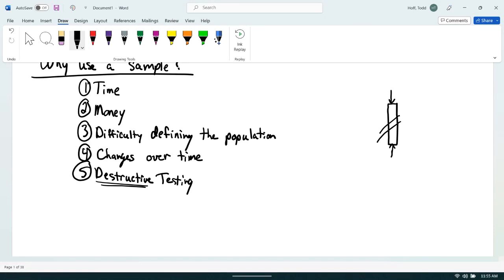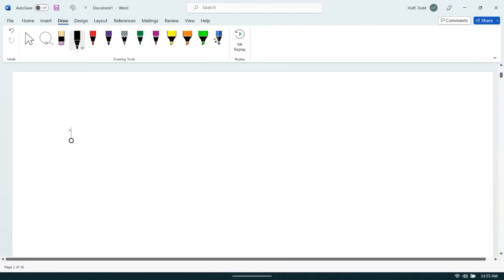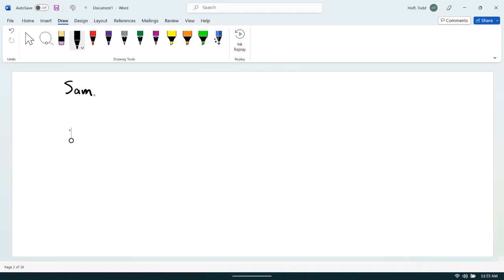Now, like I said, there are a lot of other reasons to use samples over a population. Those are just some of the main ones. Now, when we take a sample, one of the things that we risk is something called sampling bias. And sampling bias is just a difference between the sample statistics and the population parameters.